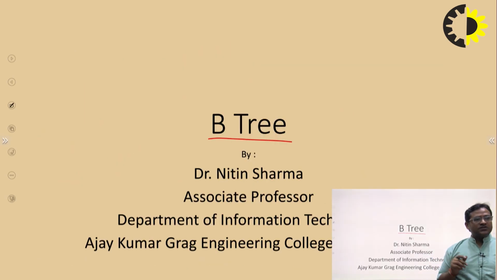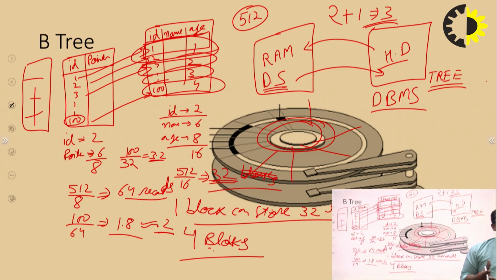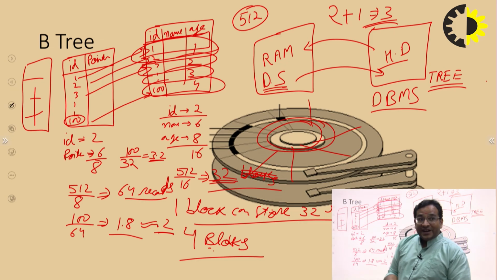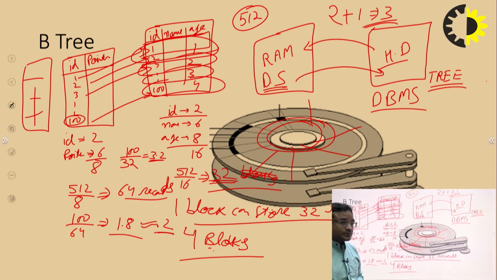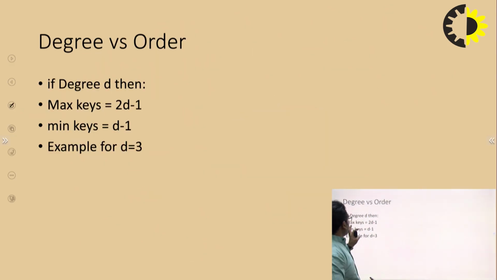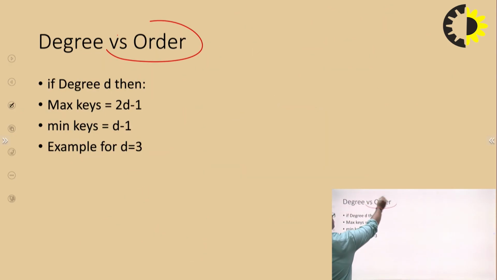But before this, you have to understand why we need a B tree. A B tree provides the facility of indexing, because indexing does fast searching in a table. I'm not talking about the order. I'm talking about only the degree.